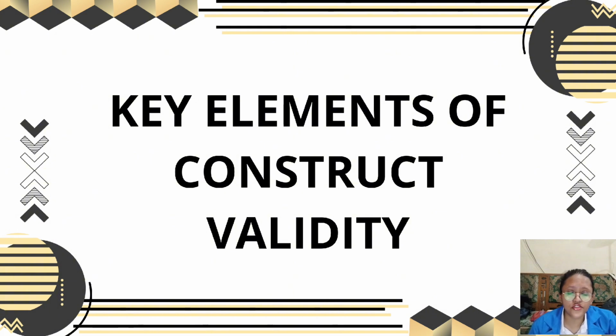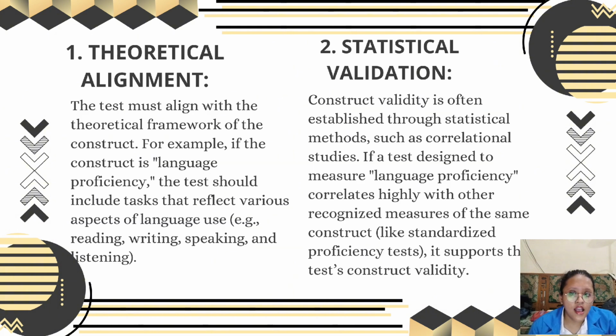Key elements of construct validity. The first, theoretical alignment. The test must align with the theoretical framework of the construct. For example, if the construct is language proficiency, the test should include tasks that reflect various aspects of language use. Example, reading, writing, speaking, and listening.